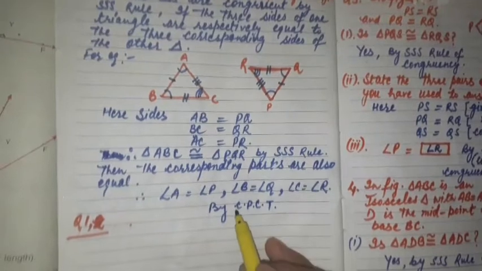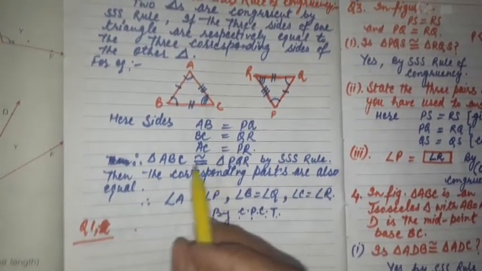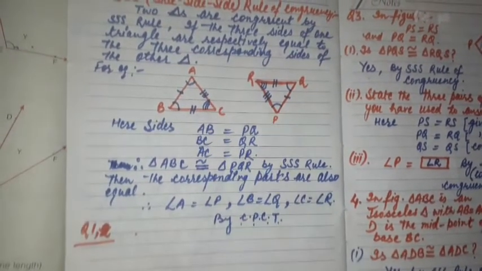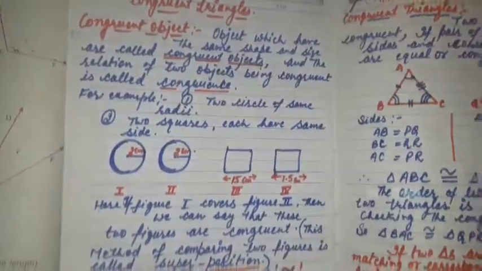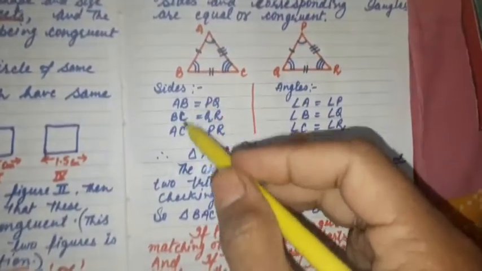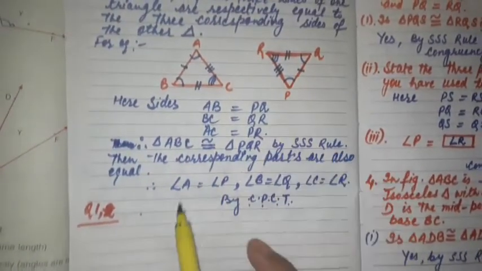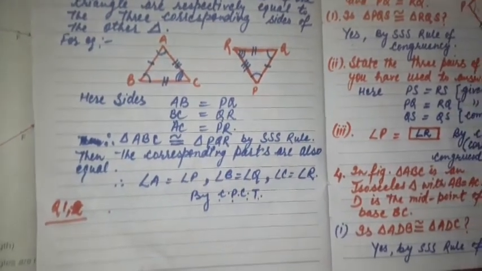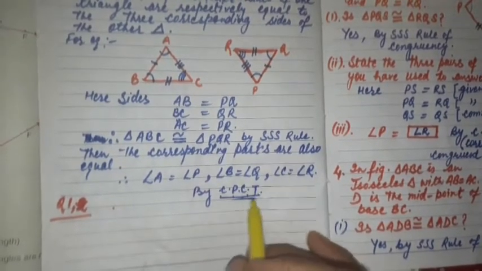CPCT rule is there, corresponding parts of congruent triangles. When these two triangles are congruent with each other by some rule, then their other corresponding parts are also equal, means angles are equal. We have studied the corresponding parts of a triangle, so mainly sides and angles are there. Therefore, when sides are equal, as given in the question, and these two triangles are congruent with each other, then their corresponding parts, means angles, are also equal by CPCT rule.